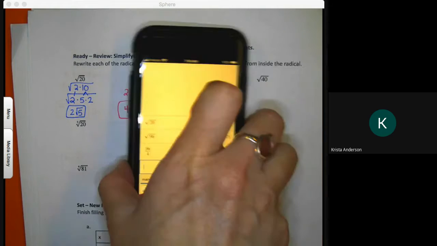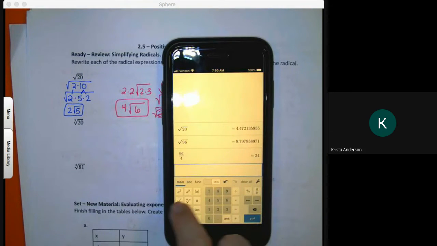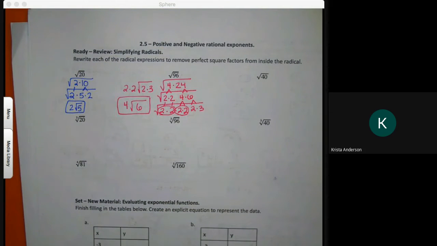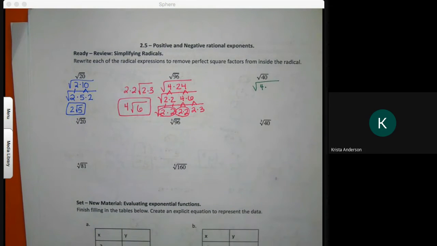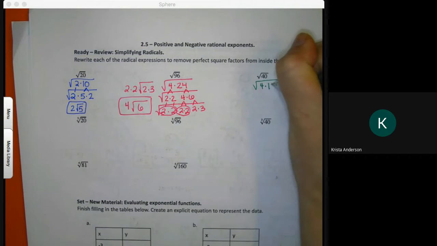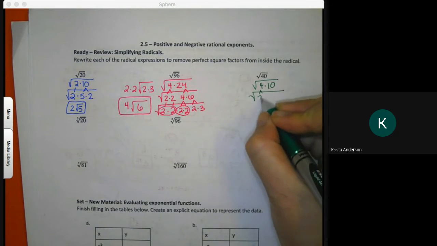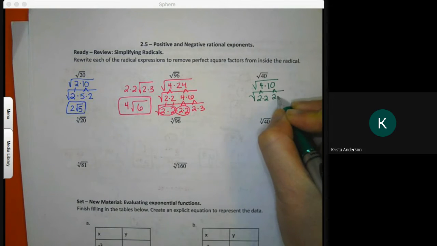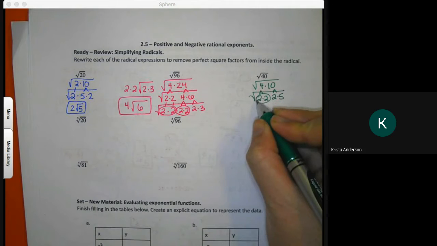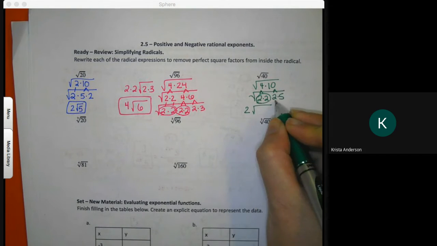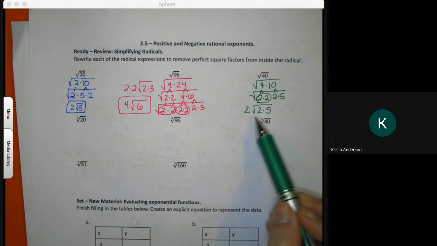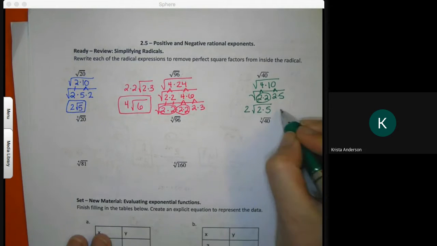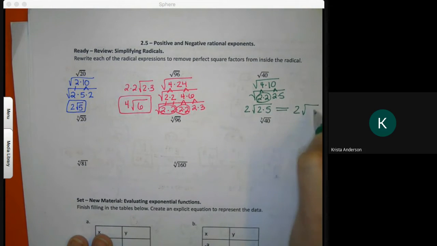All right, let's check the square root of 40. It is not a perfect square. I need to break it down. 40 would be 4 times what, since it ends in 0? 10. Good. All right, 4 breaks down to 2 times 2. 10 is 2 times 5. These 2s can leave, but this 2 and 5 are left inside. If I leave it like this, the computer will mark it wrong. I need to write my final answer as 2 root 10.